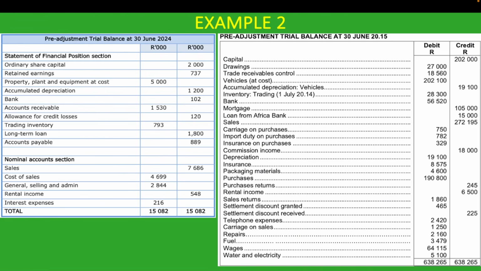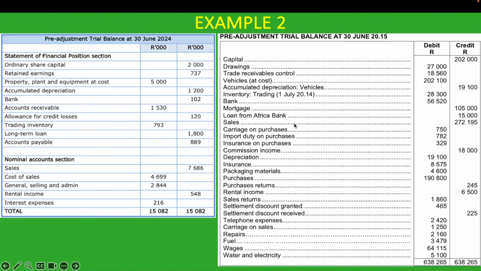Okay, I hope you've looked at it. The answer is quite simple. Let's look at the first one on the left. We've got here the statement of financial position section, or the balance sheet section, and the nominal account section. That's how our trial balance always is. But you can see here under the nominal account section, we've got sales, and under that we've got cost of sales. And so this is the pre-adjustment trial balance, before adjustments. And so if that's the case and we're given cost of sales, it means the entity uses the perpetual inventory system, meaning they've been accounting for their cost of sales perpetually or continuously.